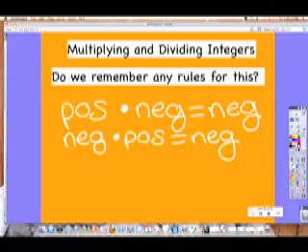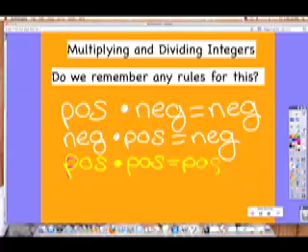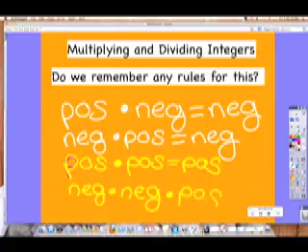So, let me change up the colors. What if we have two numbers with the same sign? A positive times a positive is always going to be a positive. So, what about a negative times a negative? You are right. So we could do the same thing. So we went over this. Two numbers with different signs, when we're multiplying, always comes out negative. Two numbers with the same sign, when we're multiplying, always comes out positive, right?